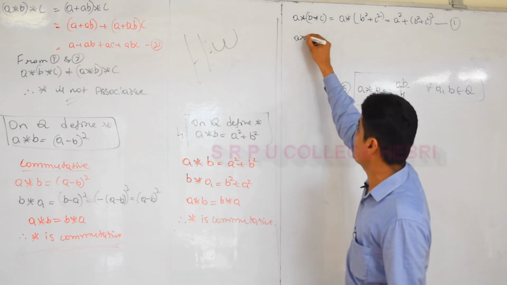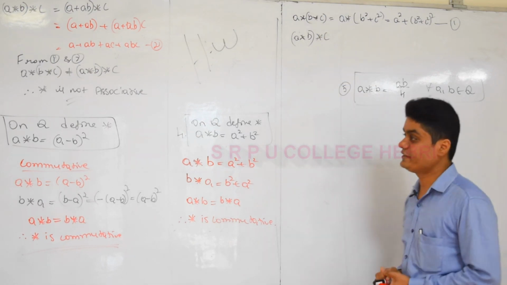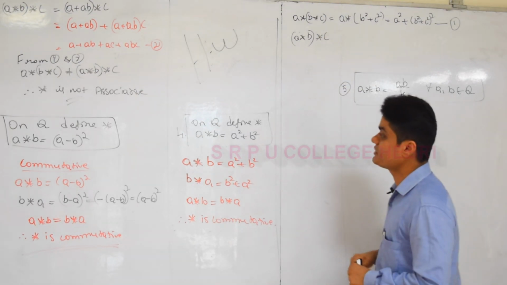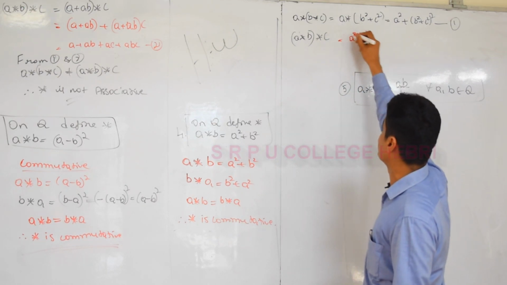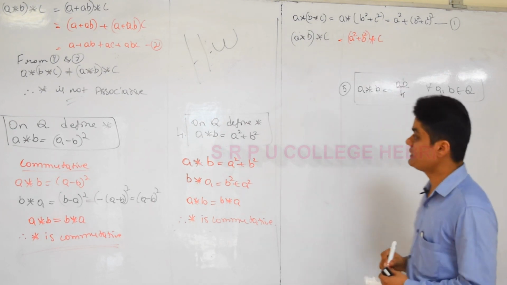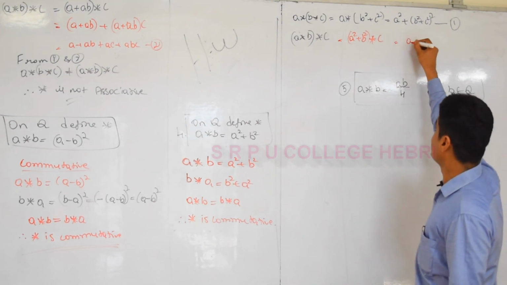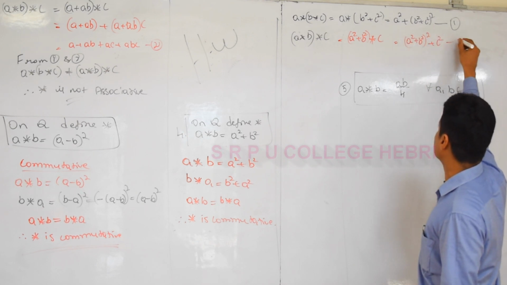Next, A star B star C. We have to verify this. Now what is A star B? According to this, it is A square plus B square, star C. Again apply the same thing: A square, and then (A square plus B square) whole square plus C square.